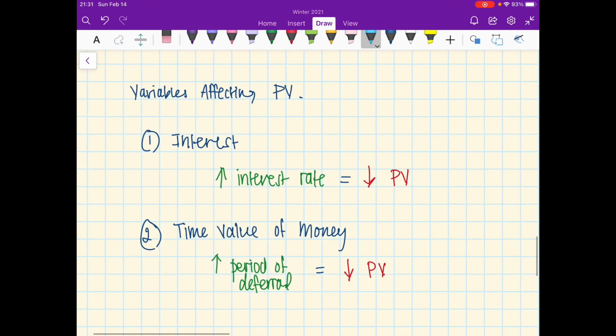There are two variables that affect present value. We have interest, and it's an inverse relationship between the present value and the interest rate. So if the interest rate increases, present value decreases. And the time value of money, which is really just how the value of a payment changes depending on when the payment is received, which is what we've been talking about here. So future value is less than the present value. As the period of deferral is increased, or the time that it takes to pay back money is increased, there's going to be a decrease in that present value.